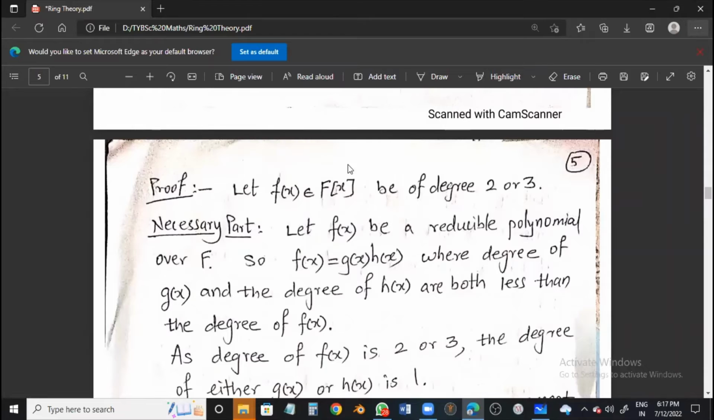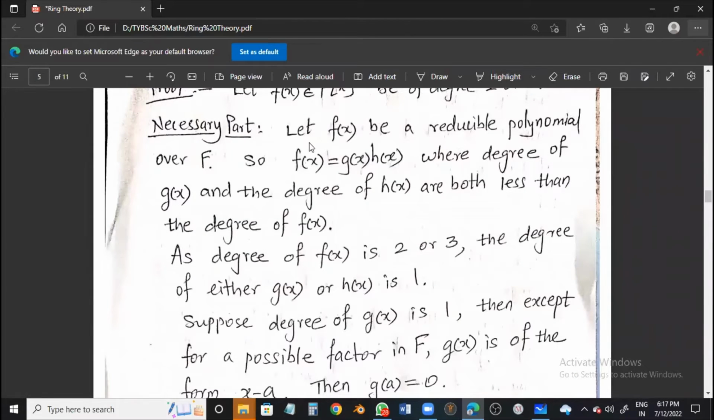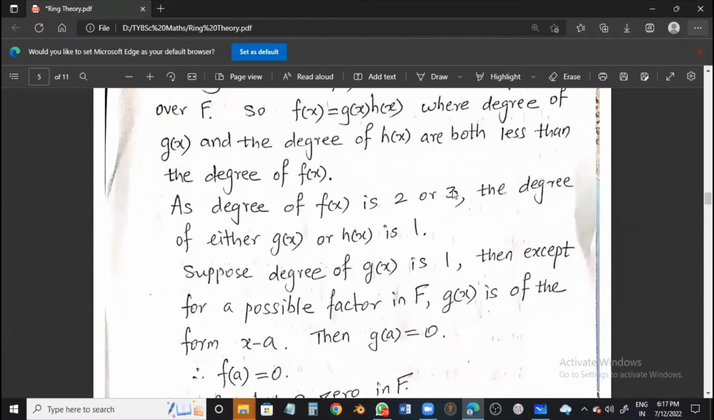We have taken f(x) from F[x] of degree either 2 or 3. Necessary part. So if f is a reducible polynomial, then we are talking. It is reducible means I can write f(x) as a product of two polynomials, g(x) into h(x). Naturally, the degrees of g and h will be smaller than that of f. So the degree of f is either 2 or 3. Though it is 3, if I write it as a product, then one of them will have to be linear.